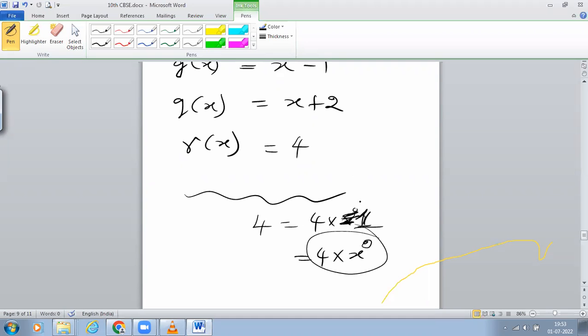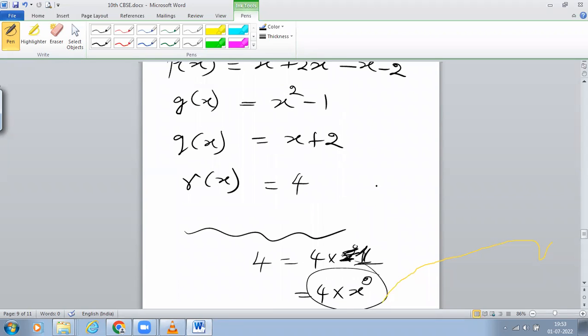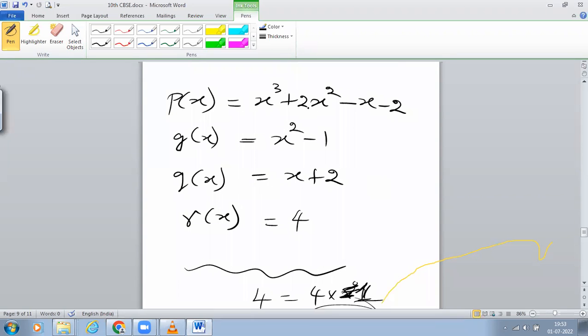Yes, sir. Now, those who know how to divide a polynomial by another polynomial, please divide this cubic polynomial by this quadratic polynomial and check whether you are getting this quotient and this remainder. For those who don't know how to divide a polynomial by another polynomial, I will teach you in the next class. But write this answer. This is a 1 mark question. They are just asking for an example.